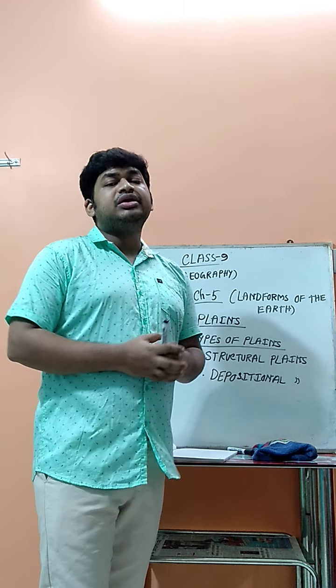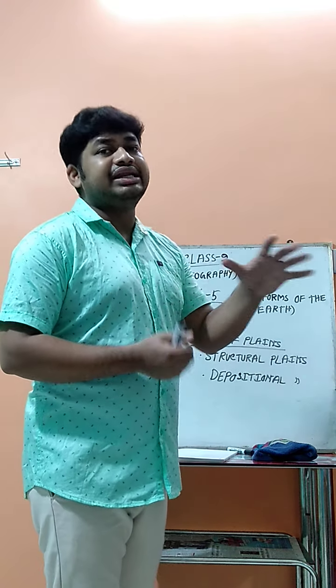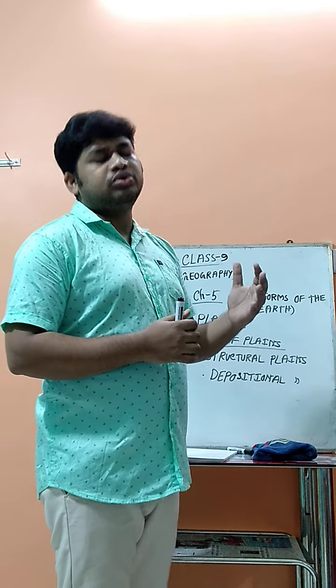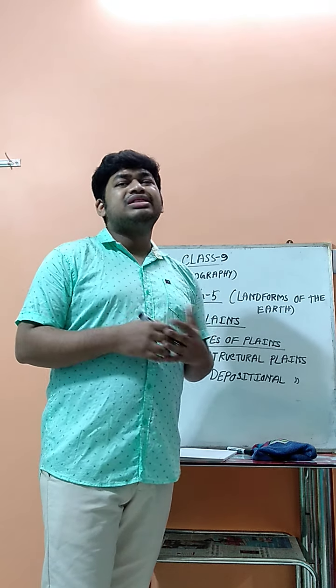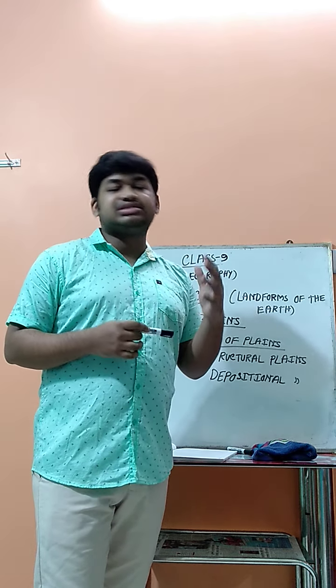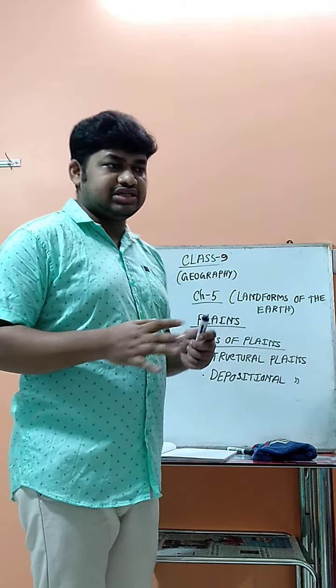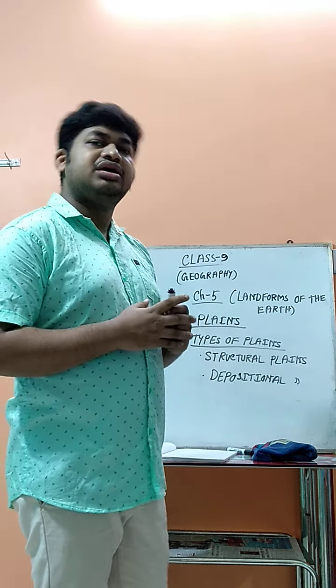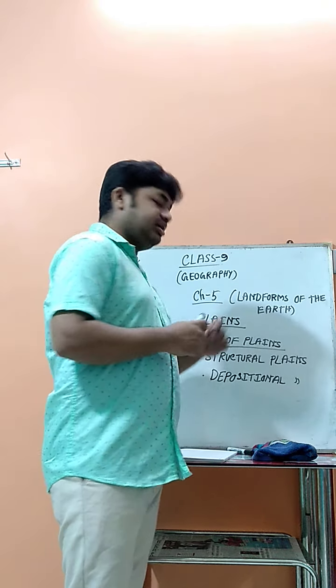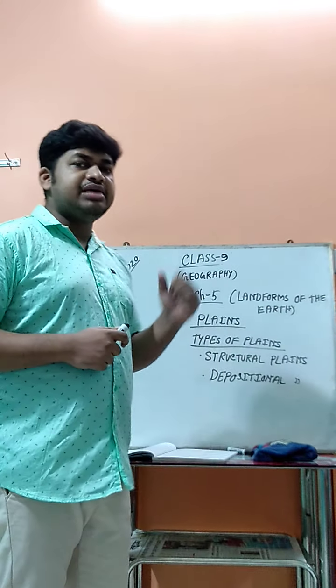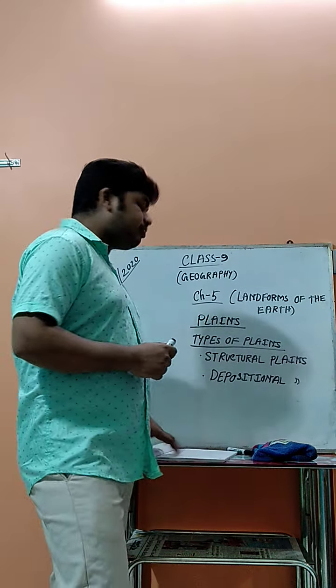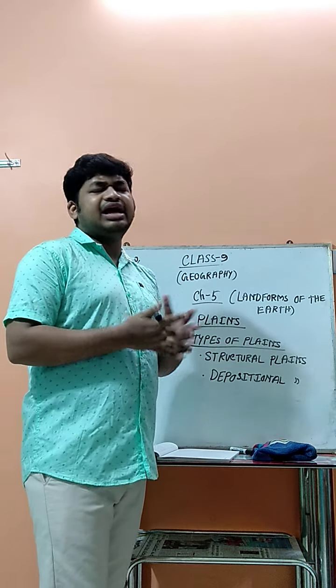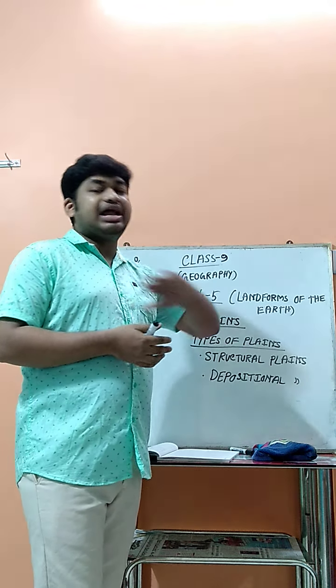So, what is a plain? A plain is a lowland area. Its height is almost below 200 centimeters from the sea level. This type of land mass, or flat area, is known as a plain area. Now the plain area is very important for us. Do you know why it is very important for us? Because a plain area doesn't have a slope, it's flat land.